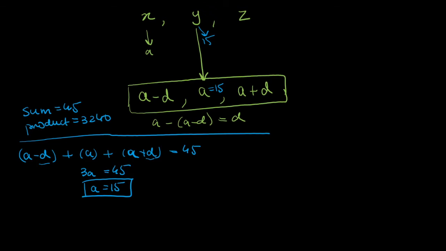Now all we have to do is find the common difference, and we can add that common difference and subtract the common difference and find our other two values of the sequence. Now, we have already found the value of a through the help of the sum. Now let's use the product, right? So we have a minus d, a, and a plus d is equal to 3,240. Sorry.